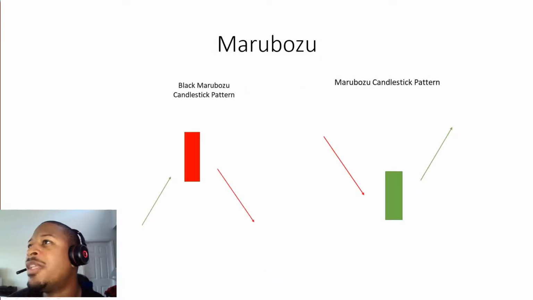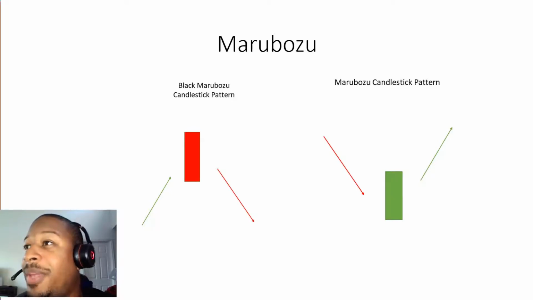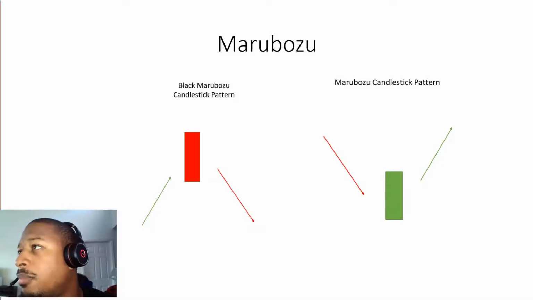The dojis are a little bit smaller. All right. Then there's the Marubozu. I think that's how you pronounce it. Could be wrong, but that's the best way I know to pronounce it. Anyways, there are patterns for the black or red Marubozu, and there's also the green or white, whichever you want to choose. Again, color doesn't matter. Just know that one's bullish and one's bearish.